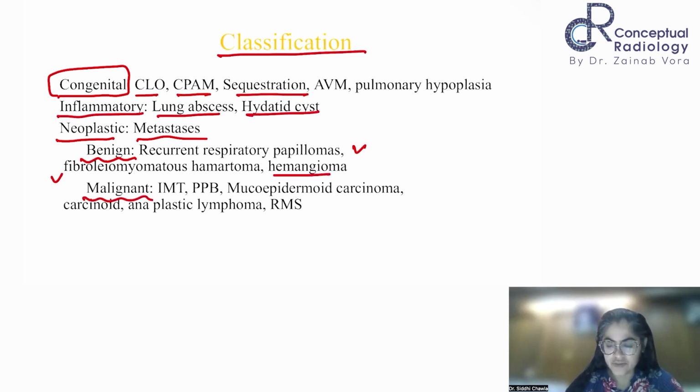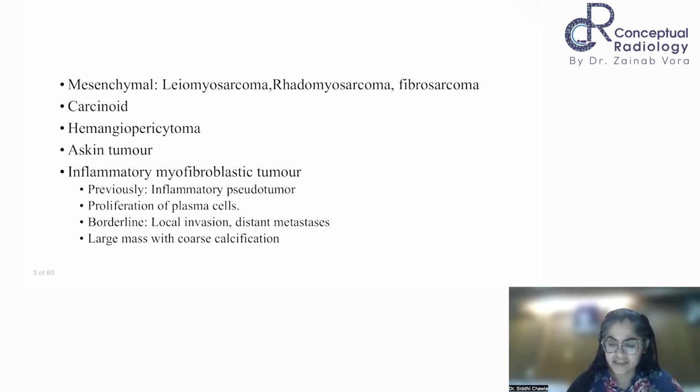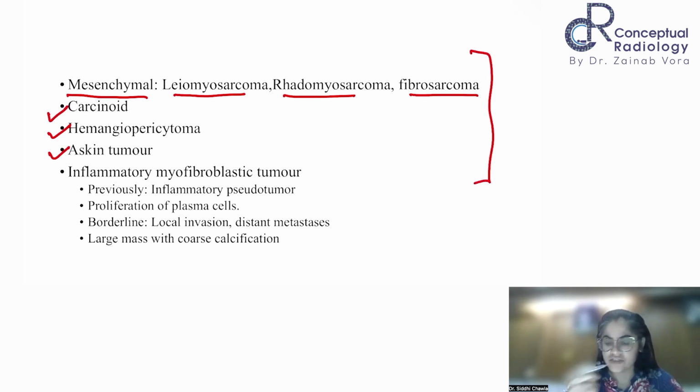Among the malignant lesions, we can have inflammatory myofibroblastic tumor. We can have pleuropulmonary blastoma. We can have aggressive carcinomas like mucoepidermoid carcinoma, carcinoids, anaplastic lymphomas, or rhabdomyosarcomas, right? So among the mesenchymal lesions, we can again have the leiomyosarcomas, rhabdomyosarcomas, or the fibrosarcomas. Carcinoids, hemangiopericytomas, Hodgkin tumors, these are basically the chest wall lesions that we'll be covering in the next lecture.